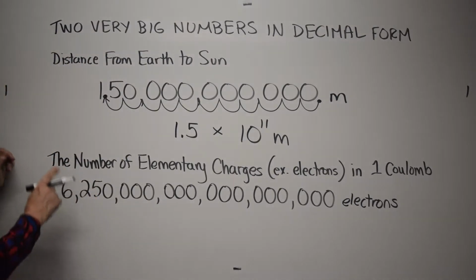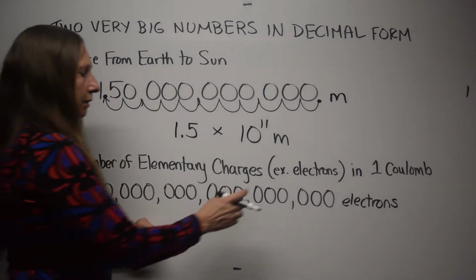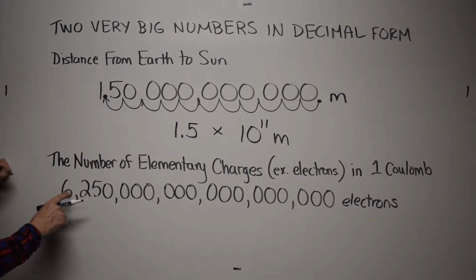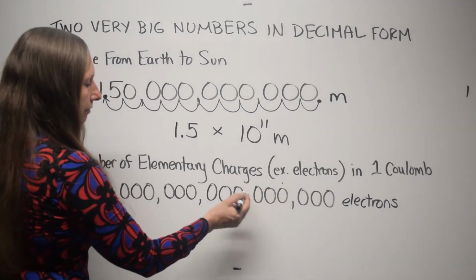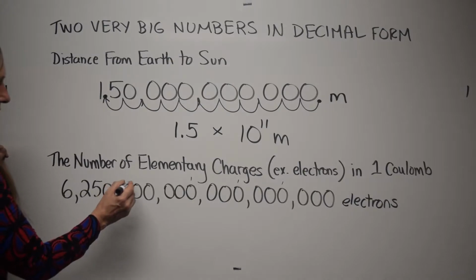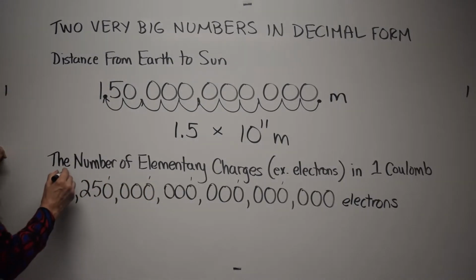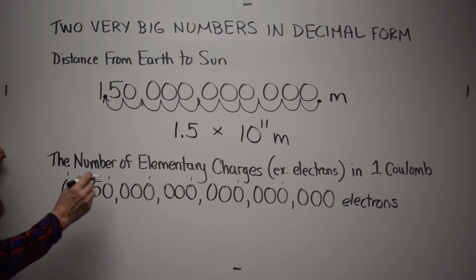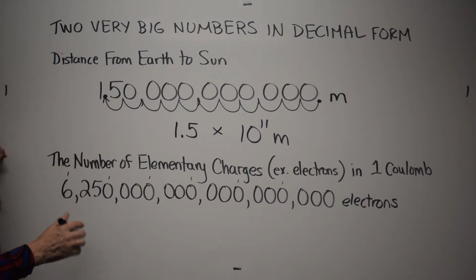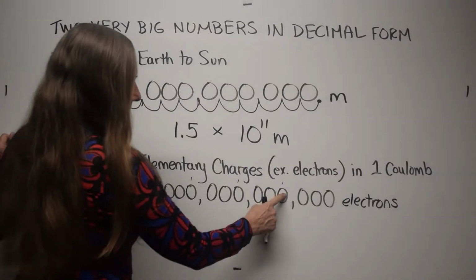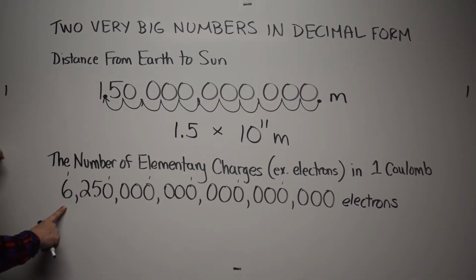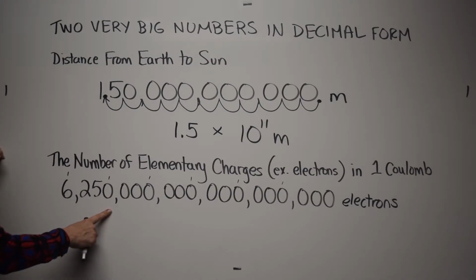Now, the number of elementary charges, for example, the number of electrons that would be in 1 coulomb, would be, okay, now here, we've got 1,000, million, billion, trillion, quadrillion, quintillion. So this is 6 quintillion, 250 quadrillion electrons. So we're in the quintillions here. Approximately 6 quintillion electrons. So 6 quintillion, 250 quadrillion electrons.